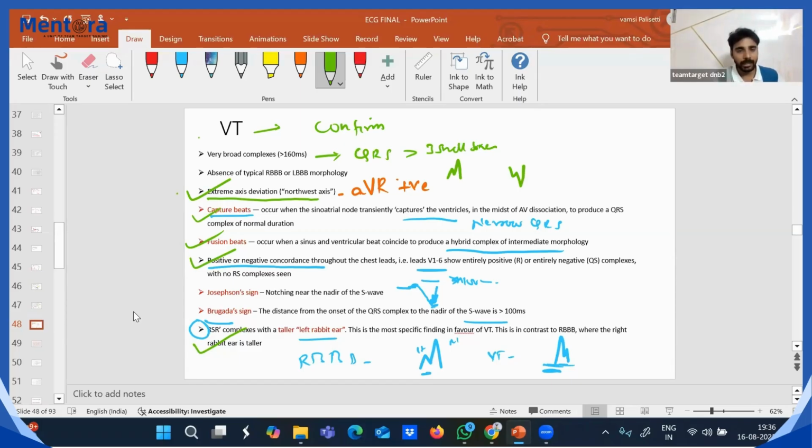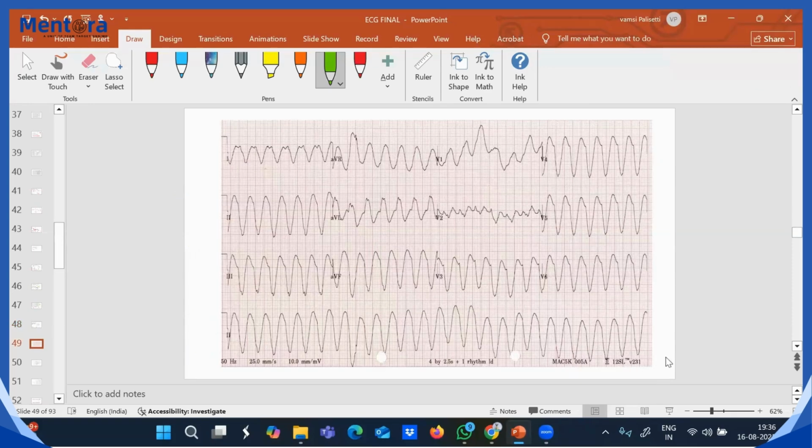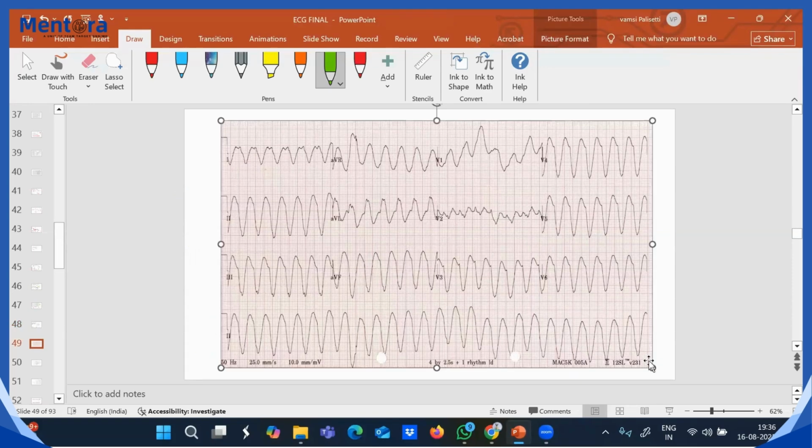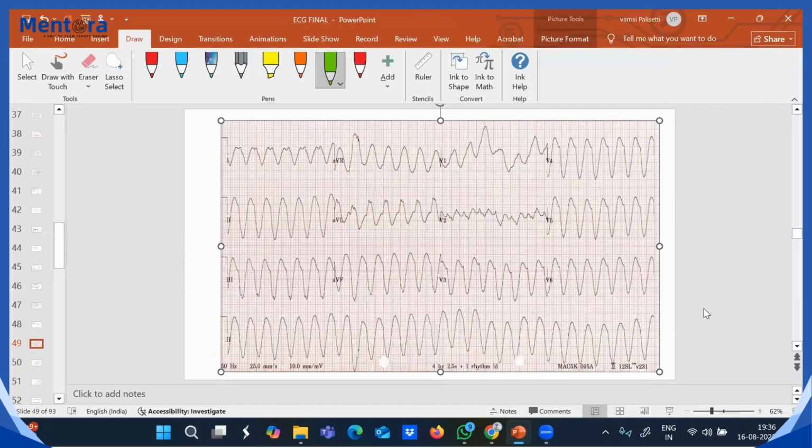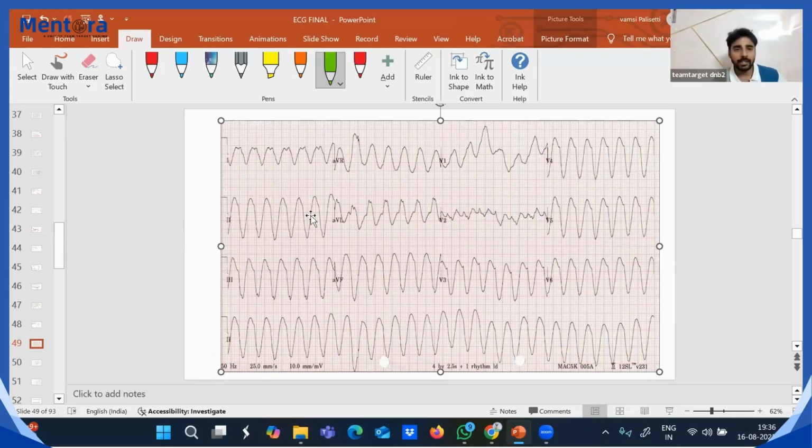Okay, so let's see this ECG. Everyone able to see this ECG? Yes, sir. Someone please mute. Yes, sir. See the ECG now.